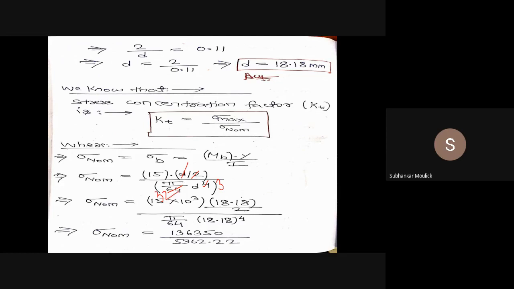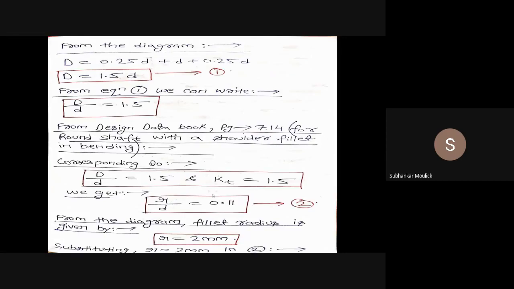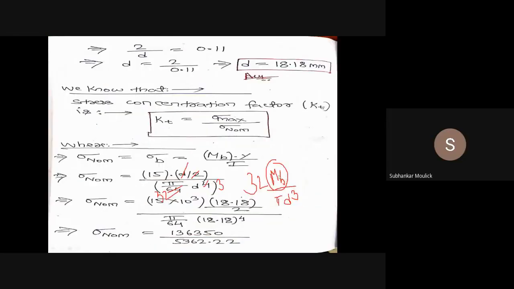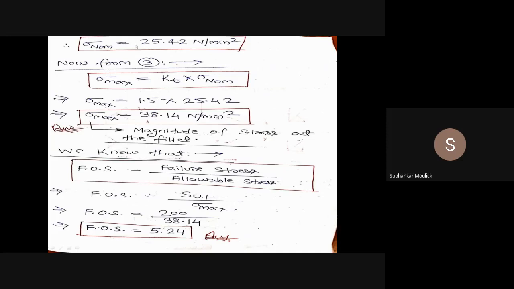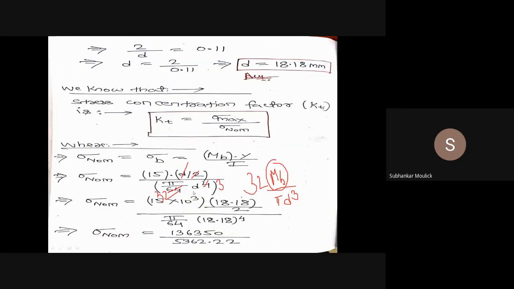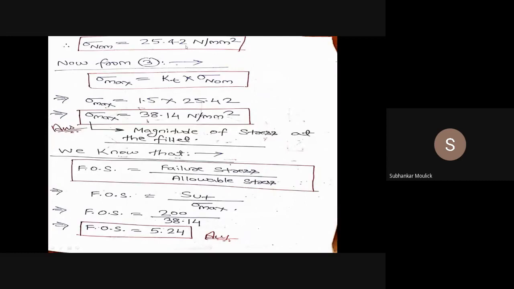If you cross multiply it, your expression becomes sigma nominal equal to 32 into Mb by pi into d cube. Mb we already know, that is 15 Newton meter. So Mb is 15 Newton meter divided by pi into d cube. D we have already found out, that is 18.18 mm. You will get the value of sigma nominal, that comes out to be 25.42 Newton per millimeter square.